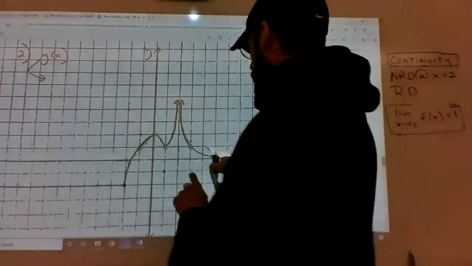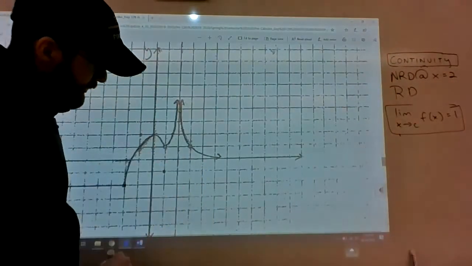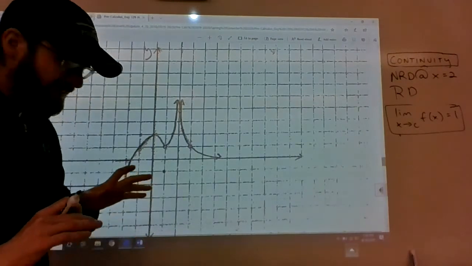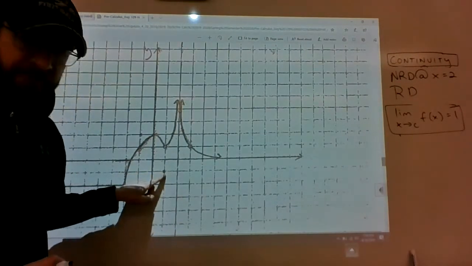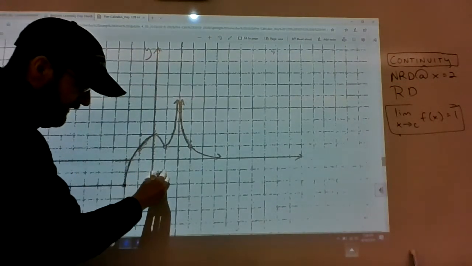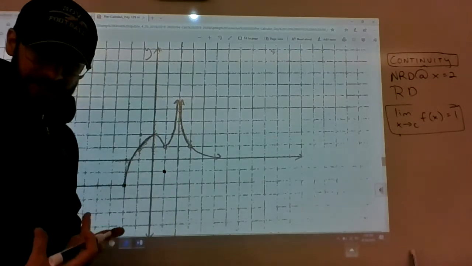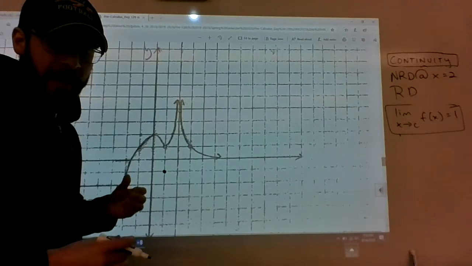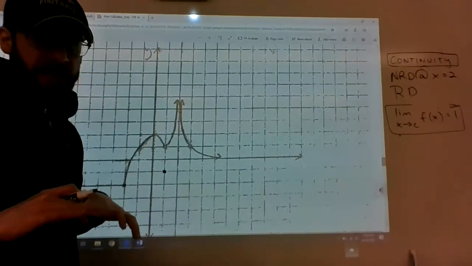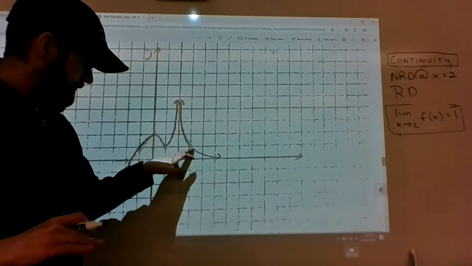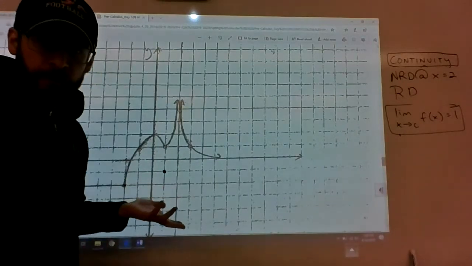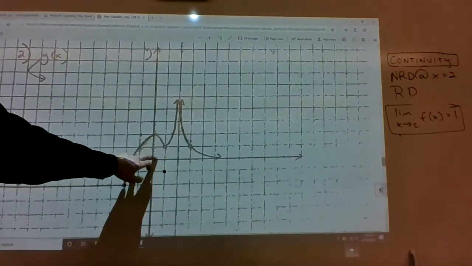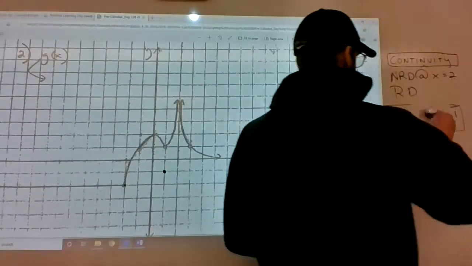And then these two are both removable discontinuities. Notice, removably discontinuous functions are not changed based on the fact that there is a closed circle here, a specific x value that corresponds to an actual y value dot. That doesn't change the removability of a discontinuity. They're both removably discontinuous. So at x equals 1 and 1, 2, 3.